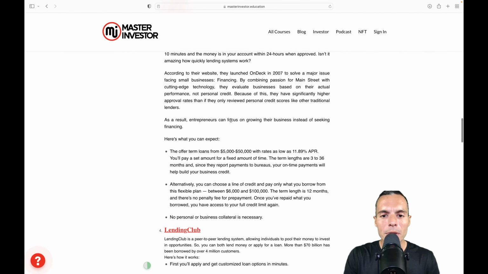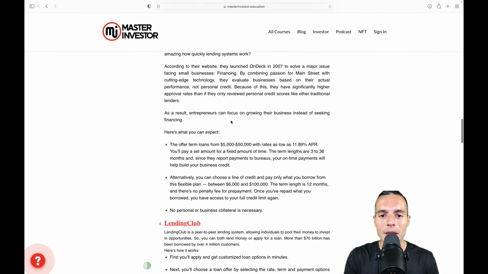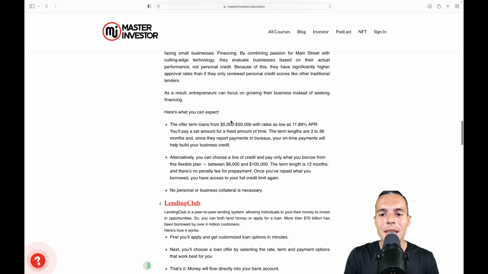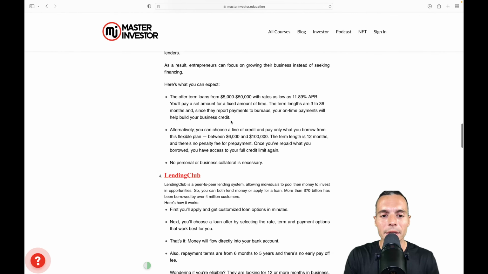According to their website, they launched On Deck in 2007 to solve a major issue facing small businesses: financing. By combining passion for Main Street with cutting-edge technology, they evaluate businesses based on their actual performance, not personal credit. Because of this, they have significantly higher approval rates than if they only review personal credit scores like other traditional lenders. As a result, entrepreneurs can focus on growing their business instead of seeking financing. Here's what you can expect.